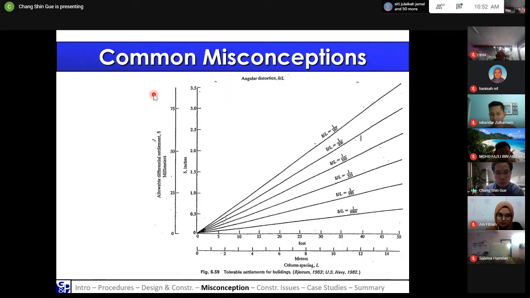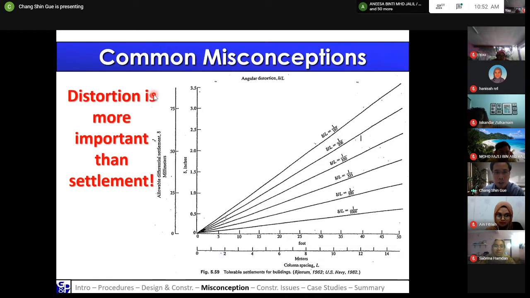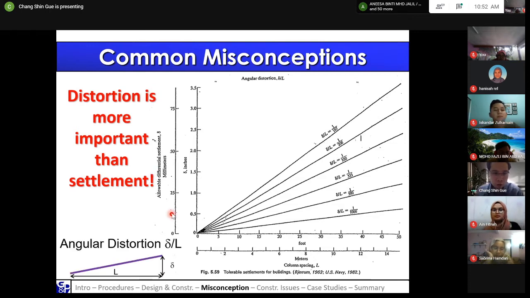What is more important for you to understand is that distortion is more important than settlement. So what is distortion? Distortion is defined by delta over L. Delta is the differential settlement between 2 points. So if you have a span, for example, of 10 meters and 2 columns in between, what is the differential settlement between column A and B over a certain length? That is the distortion.